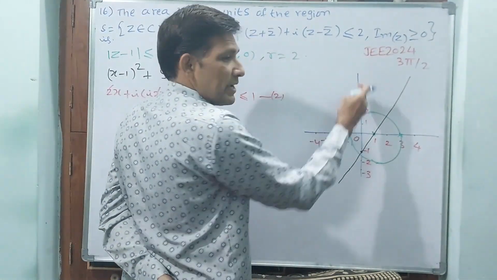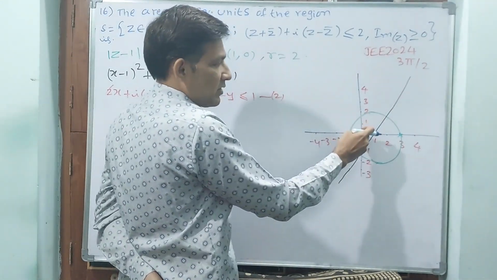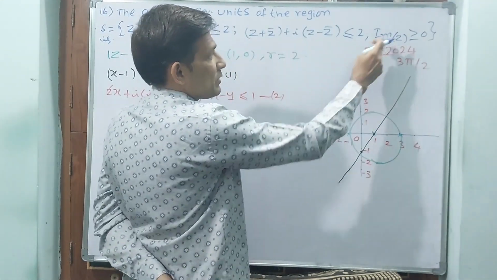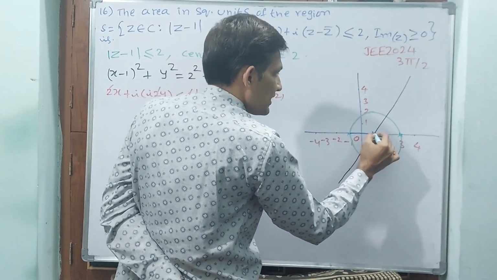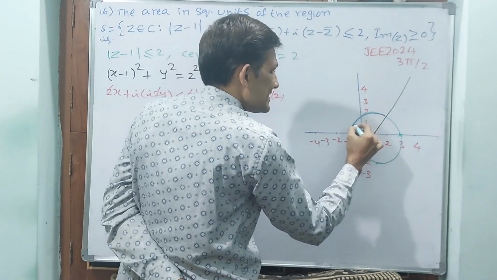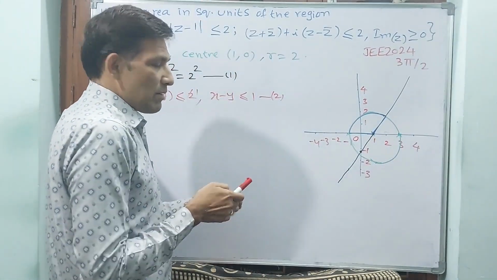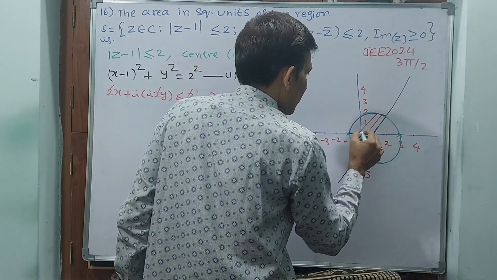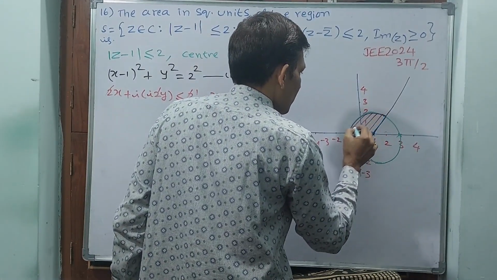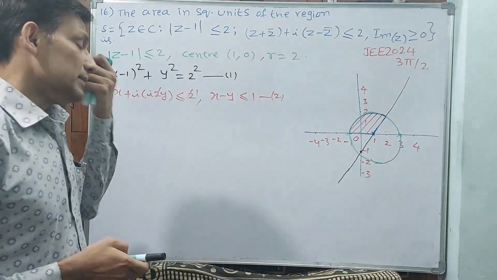Imaginary part means y. See, here y is less than 0, here y is greater than 0. Why? Because y is negative, y is positive. That means y is positive, you have to take. Y is positive you have to take means, see, this area you have to take. Total. This area. Now I am shading this area. Okay, this area you have to take.